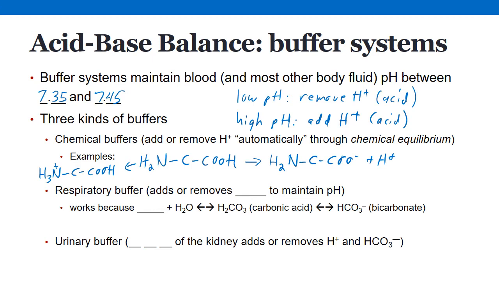The chemical buffers have a limited capacity, okay? The amount of buffer chemical in your blood determines how much H plus it can absorb or add. But they work very, very quickly. They work on a time scale of seconds. So this is low capacity, but high speed.